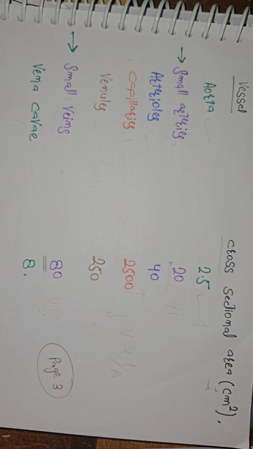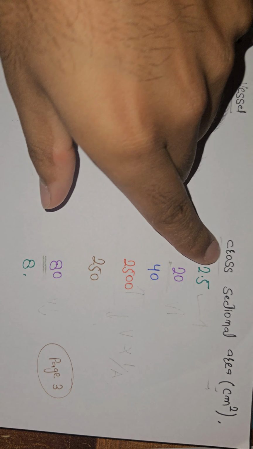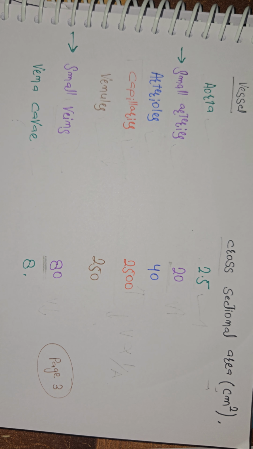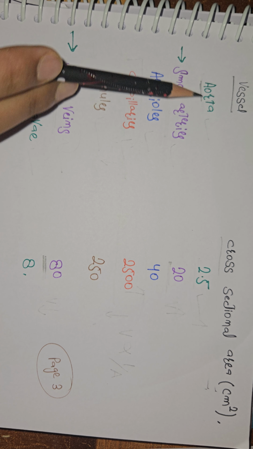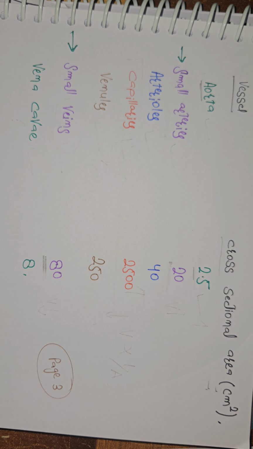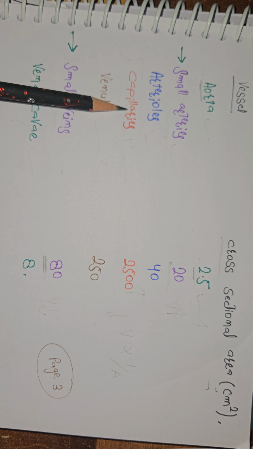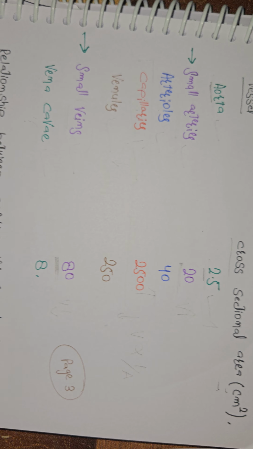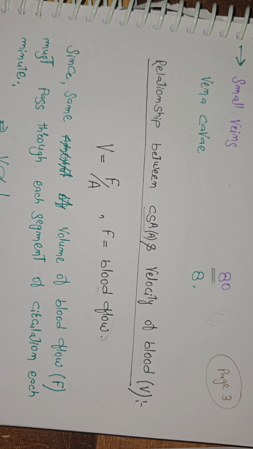This table is given in Guyton. It's a very important table. So here is the vessel, and here is the cross-sectional area of that vessel in centimeter squares. Aorta has a cross-sectional area of 2.5 centimeter square. Similarly, arteries, arterioles, capillary, venules, veins, and vena cava. Clearly, now we have a relationship between cross-sectional area and the velocity of blood.